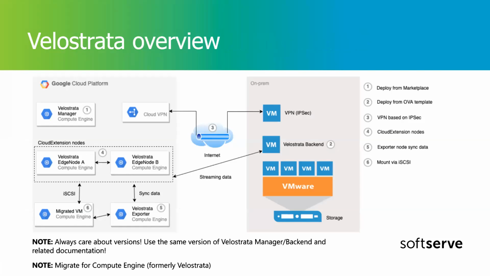Now let's come back to the Velostrata overview. Velostrata contains Velostrata Manager, Cloud Extension, and Velostrata Exporter on the GCP site, and Velostrata Backend on the on-prem site. Velostrata Manager manages all components and orchestrates migrations. It is also the Velostrata Web UI. Cloud Extension is a pipeline for VM storage between two hosting environments. Velostrata Exporter creates Google Cloud persistent disks when detaching disks. And the Velostrata Backend streams data from VMware to the Cloud Extension.